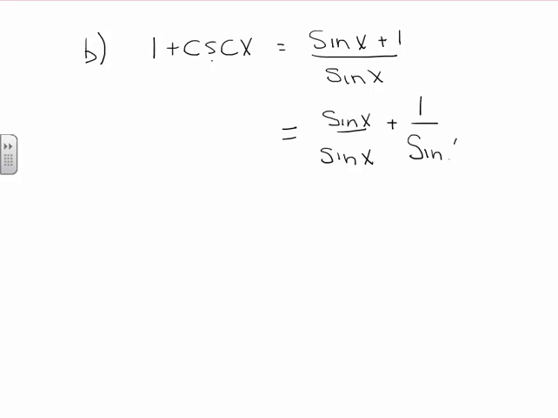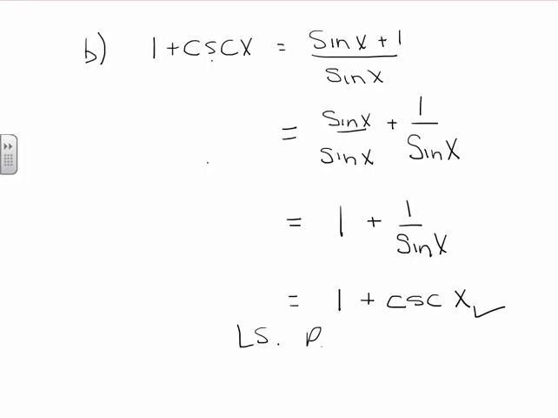So that denominator is with both parts of the numerator. So what I have here, sine over sine equals 1, plus 1 over sine x. And from our reciprocal lesson with identities, I know that 1 over sine x is the same thing as cosecant. So I've just proven that left side equals right side. It's just a matter of remembering our tricks.